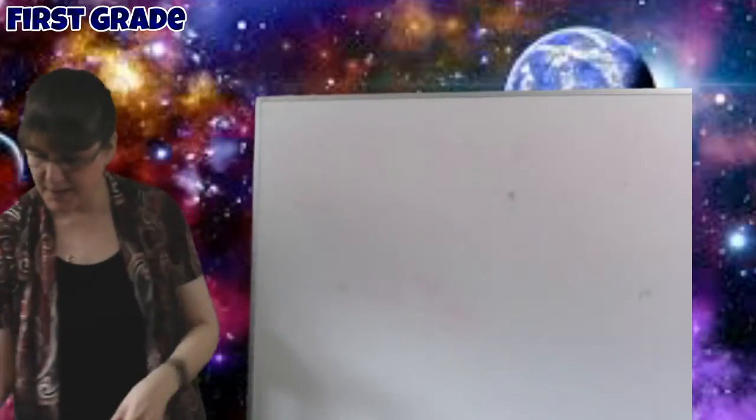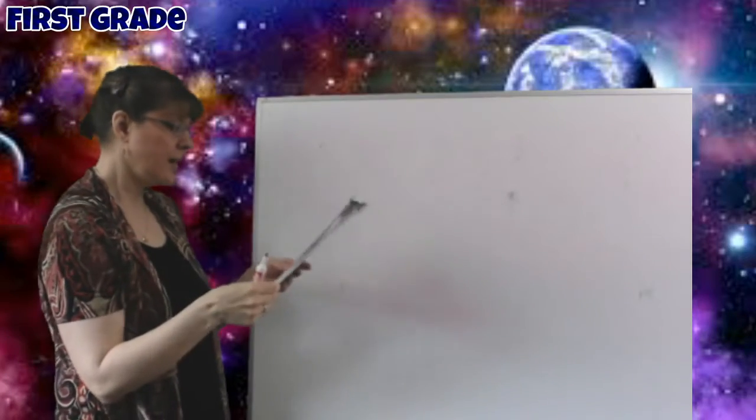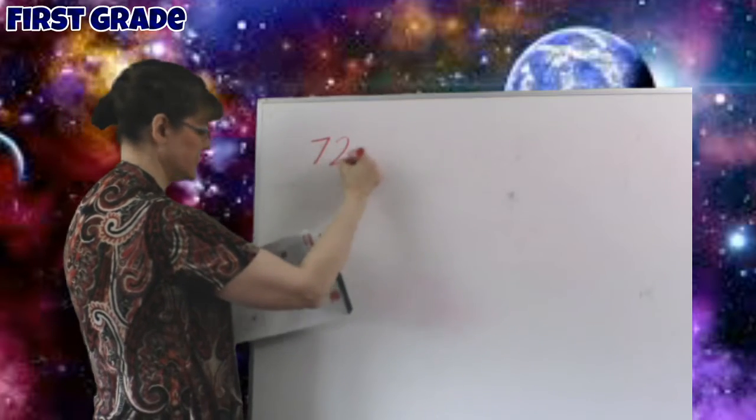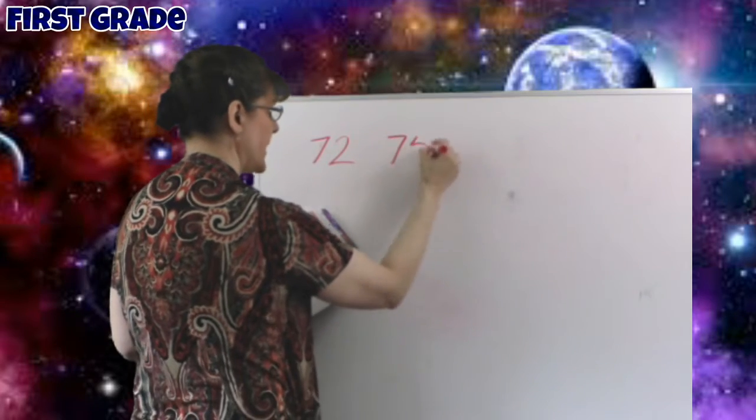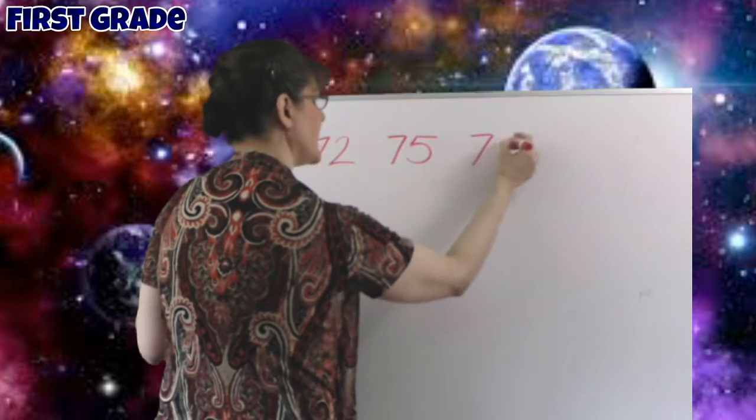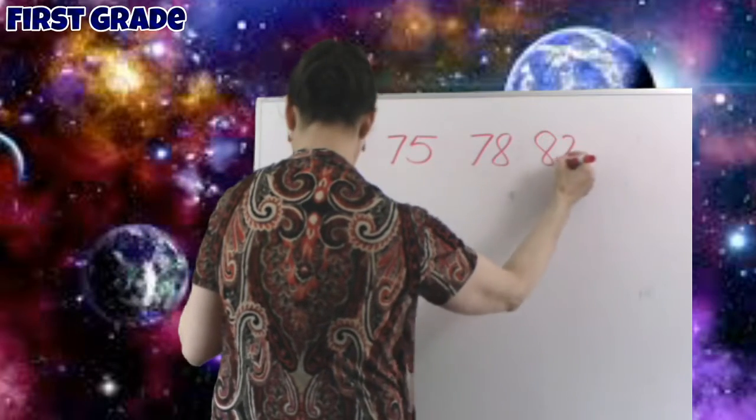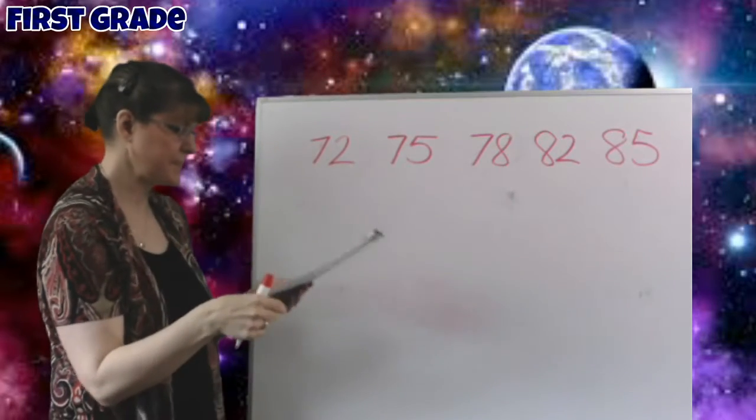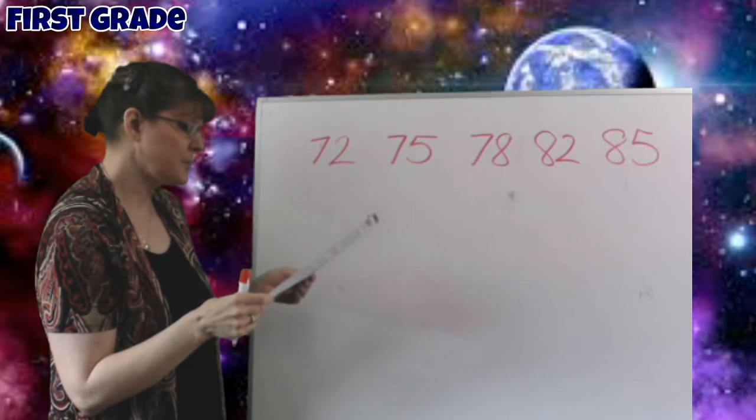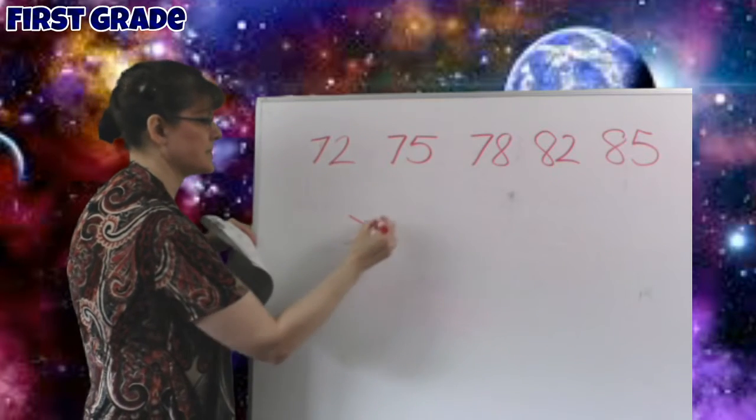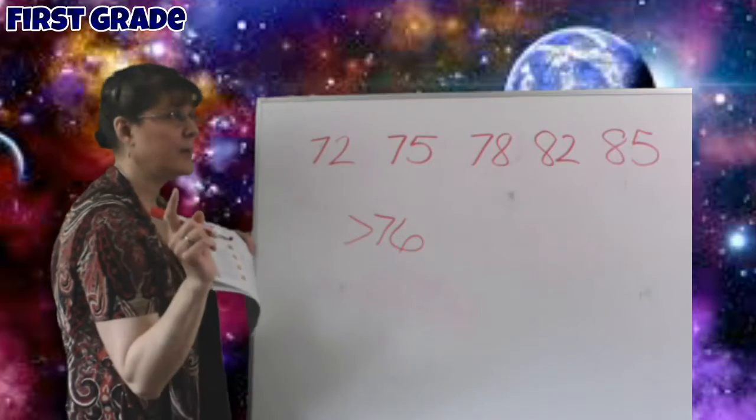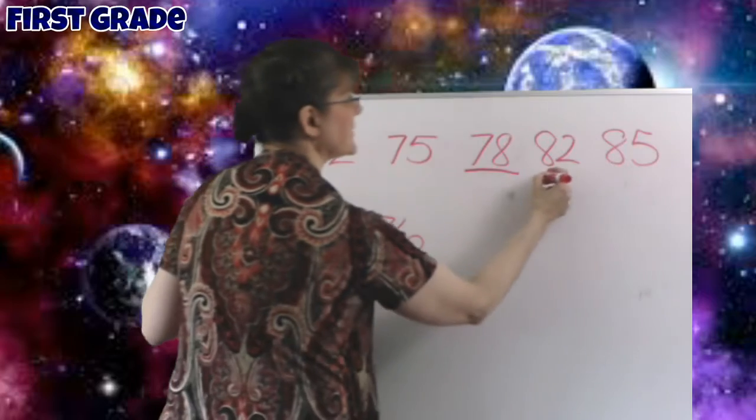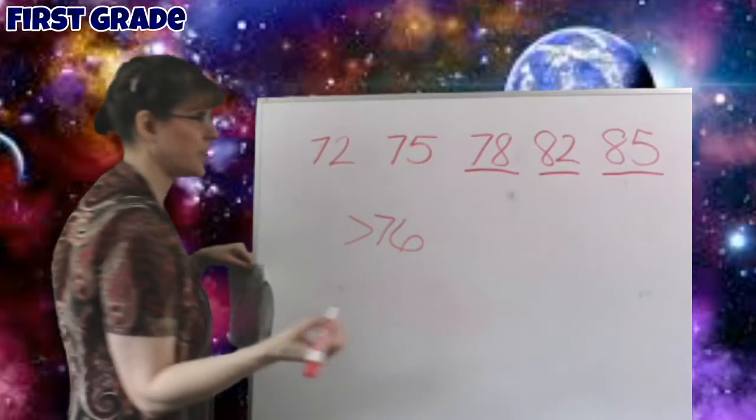Now it says Molly, she's going to do two things. Underlines the number cards. First, before we do that, let's get Molly's cards. She has a 72, a 75, 78, 82, and 85. She's going to do two actions, so be really careful on this one. She underlines number cards greater than 76. So let's start with that first step. What is greater than 76? 78 is greater, 82 is greater, and 85 is greater.